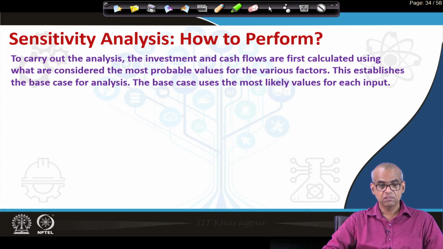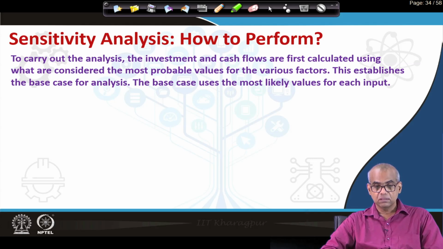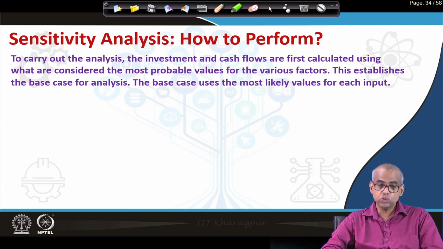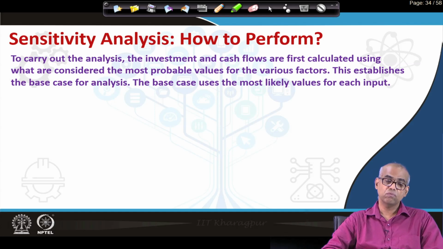The base case is the most likely values for the inputs that go into the calculation of the profitability analysis. So, investment and cash flows will be first computed using the most probable or most likely values of various inputs or factors. This will establish the base case for future analysis.